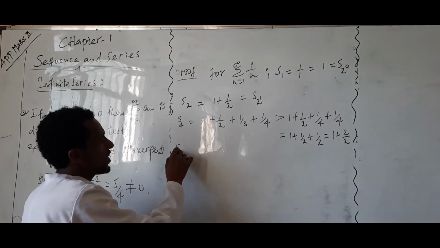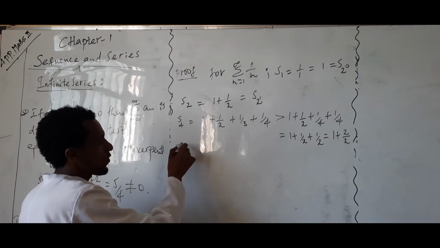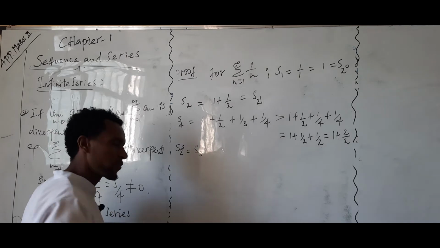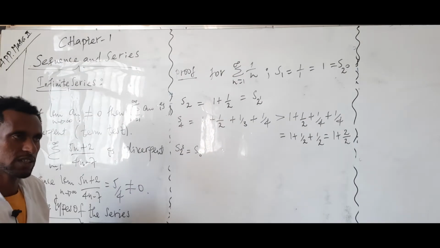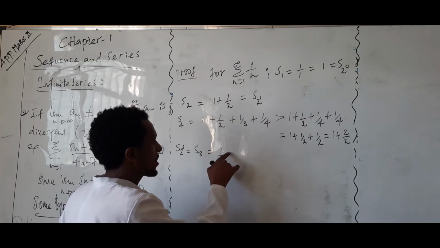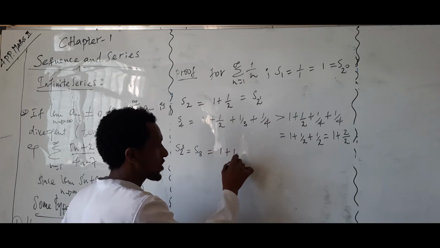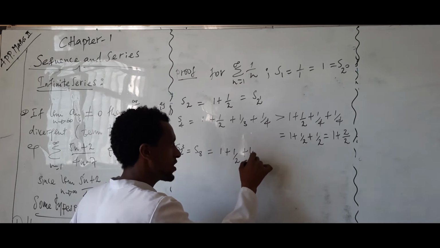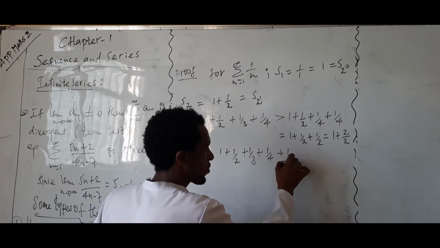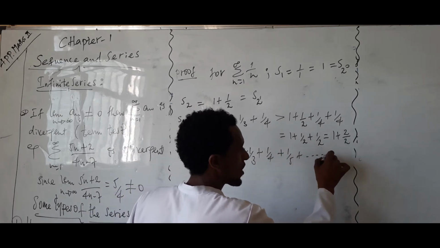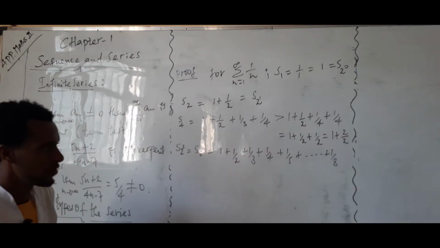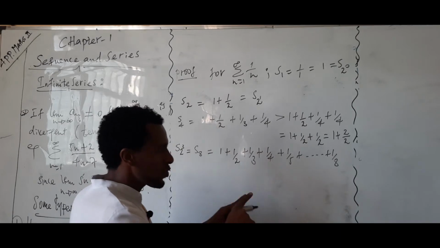Let us see S to the power of 3, that is S8. We are seeing some selected partial sums. Which one is equal to 1 plus 1 over 2 plus 1 over 3 plus 1 over 4 plus 1 over 5 plus up to 1 over 8, isn't it?